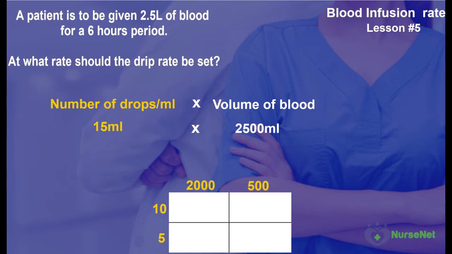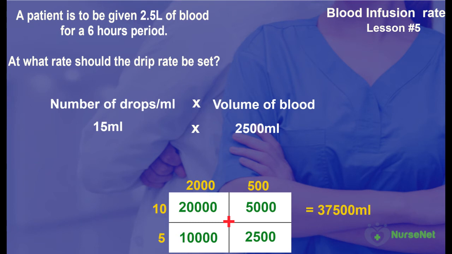So on the top row, we now have 10 multiplied by 2000, which gives us 20,000. Then 10 multiplied by 500, which gives us 5,000. And on the bottom row, we have 5 multiplied by 2000, which gives us 10,000. And 5 multiplied by 500, which gives us 2,500. So let's add them all together. Well, we have 20,000 plus 5,000 plus 10,000 plus 2,500 gives us a total of 37,500.